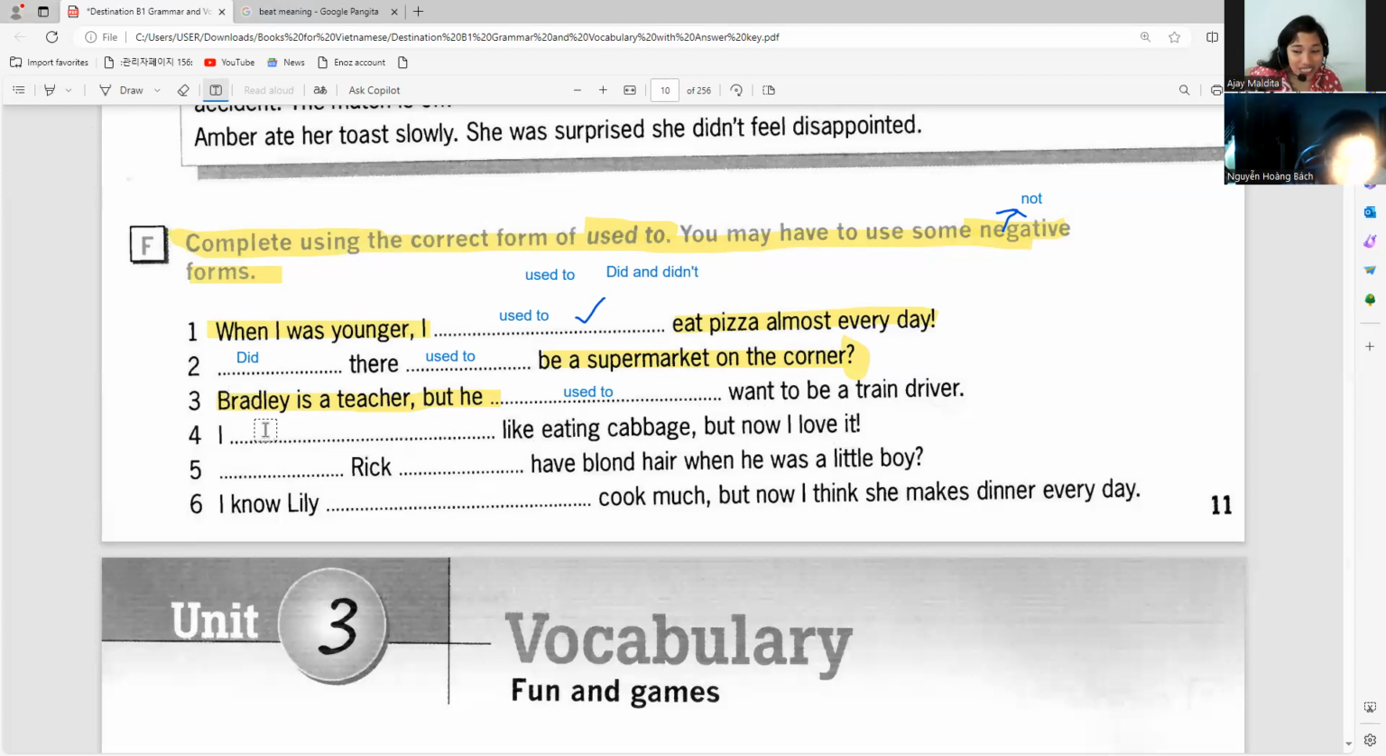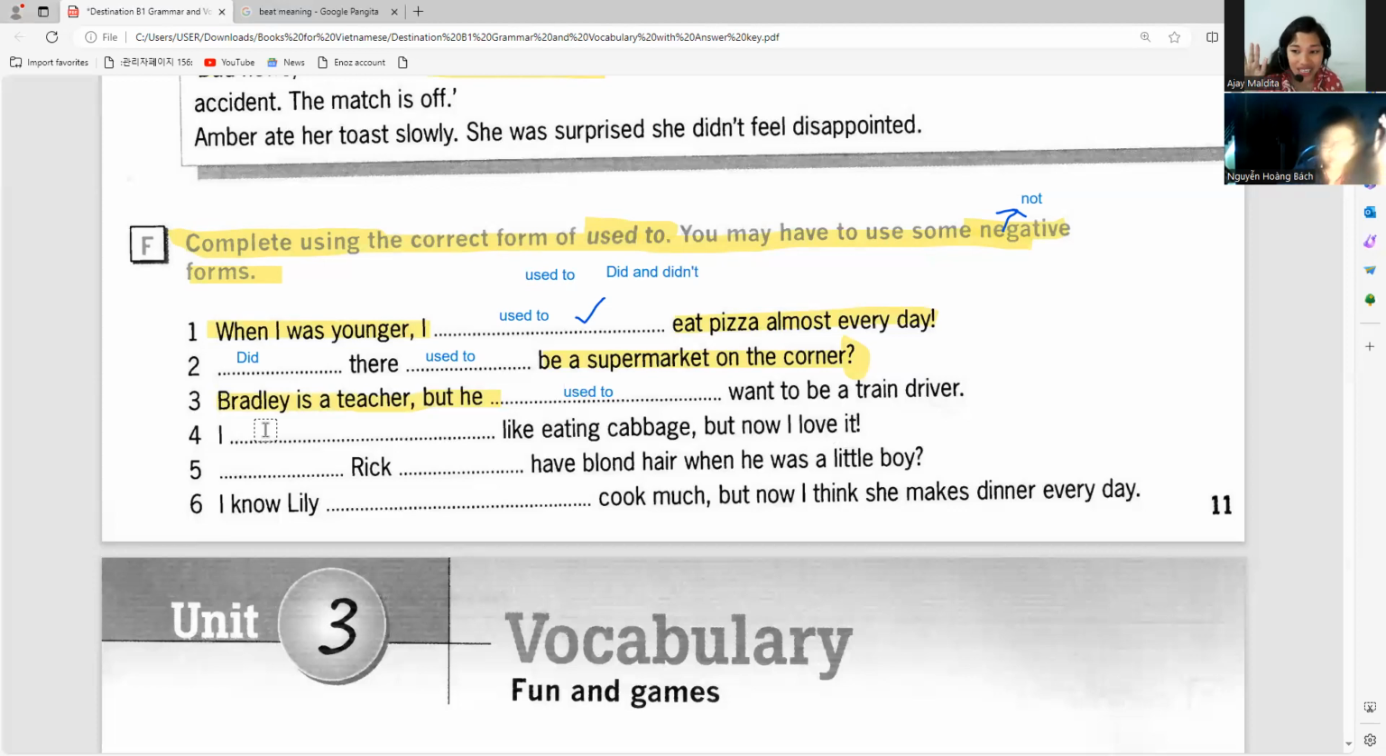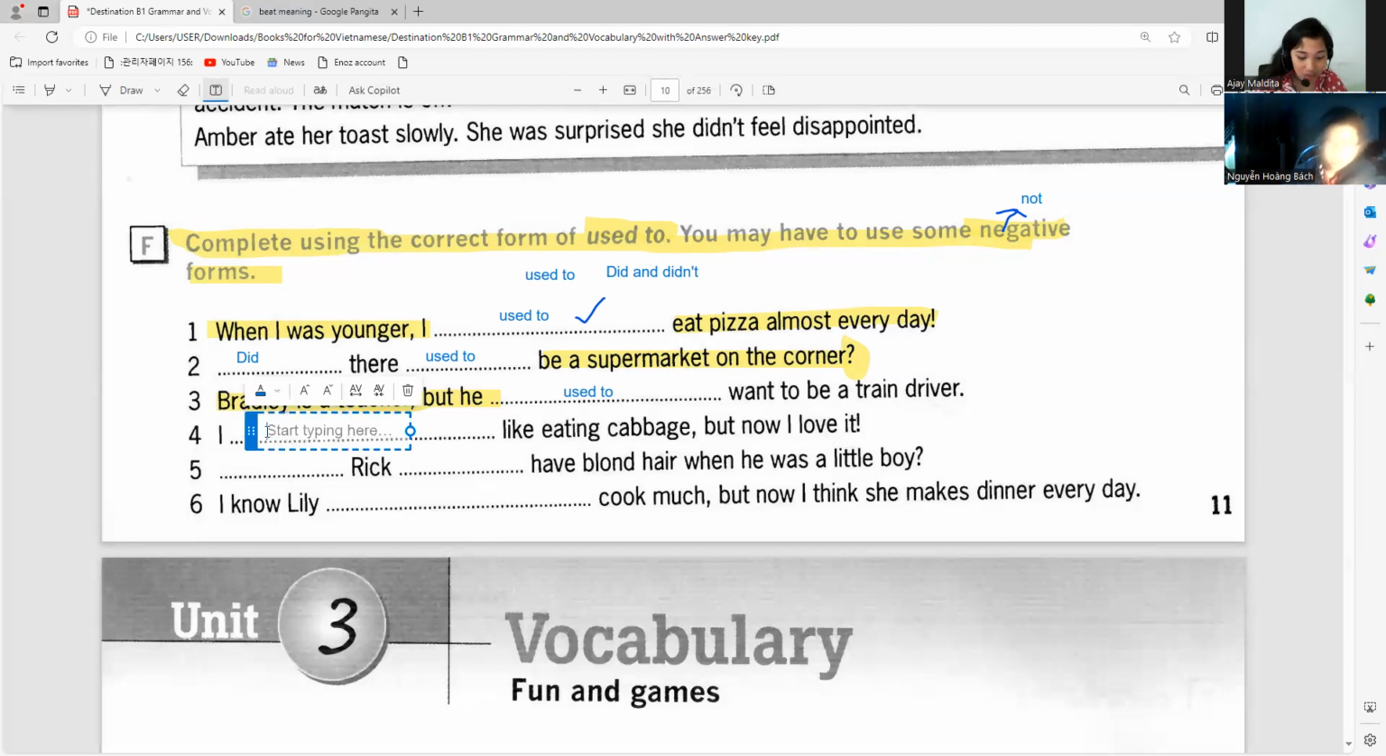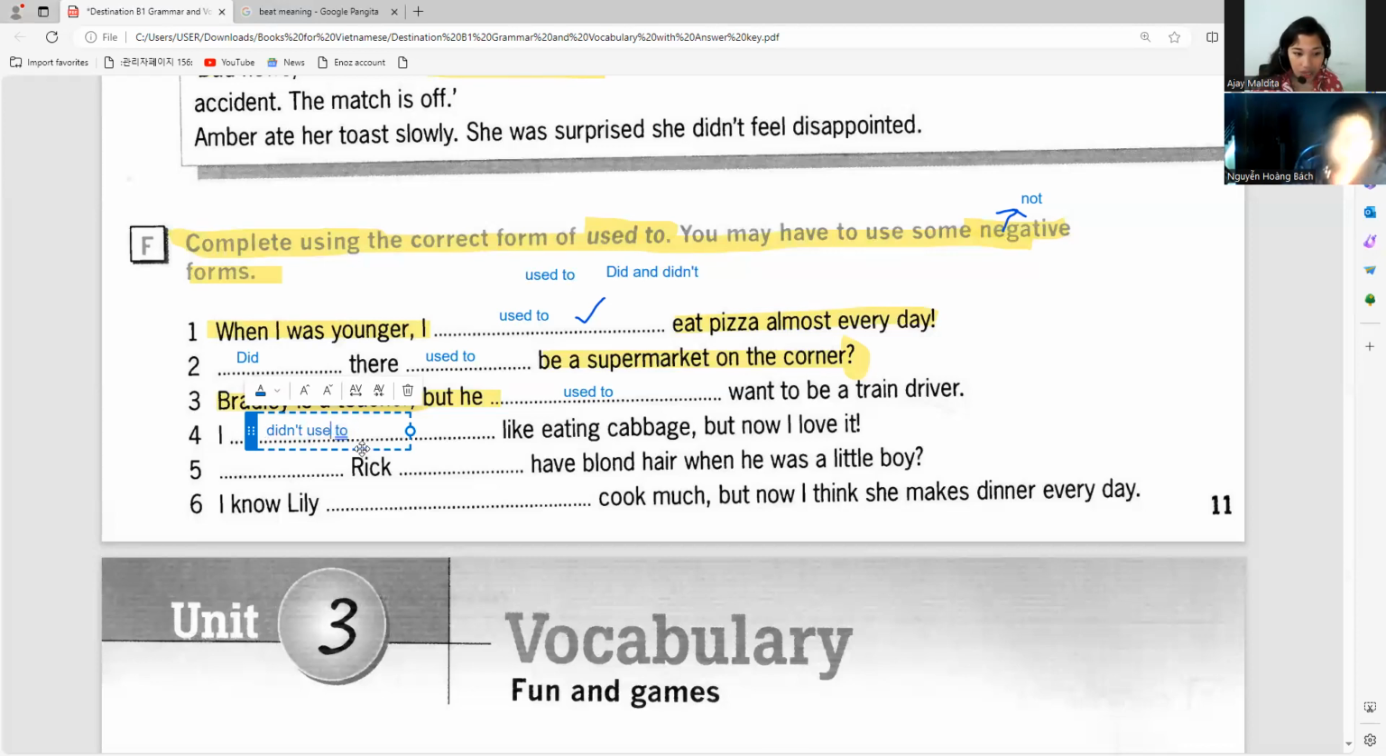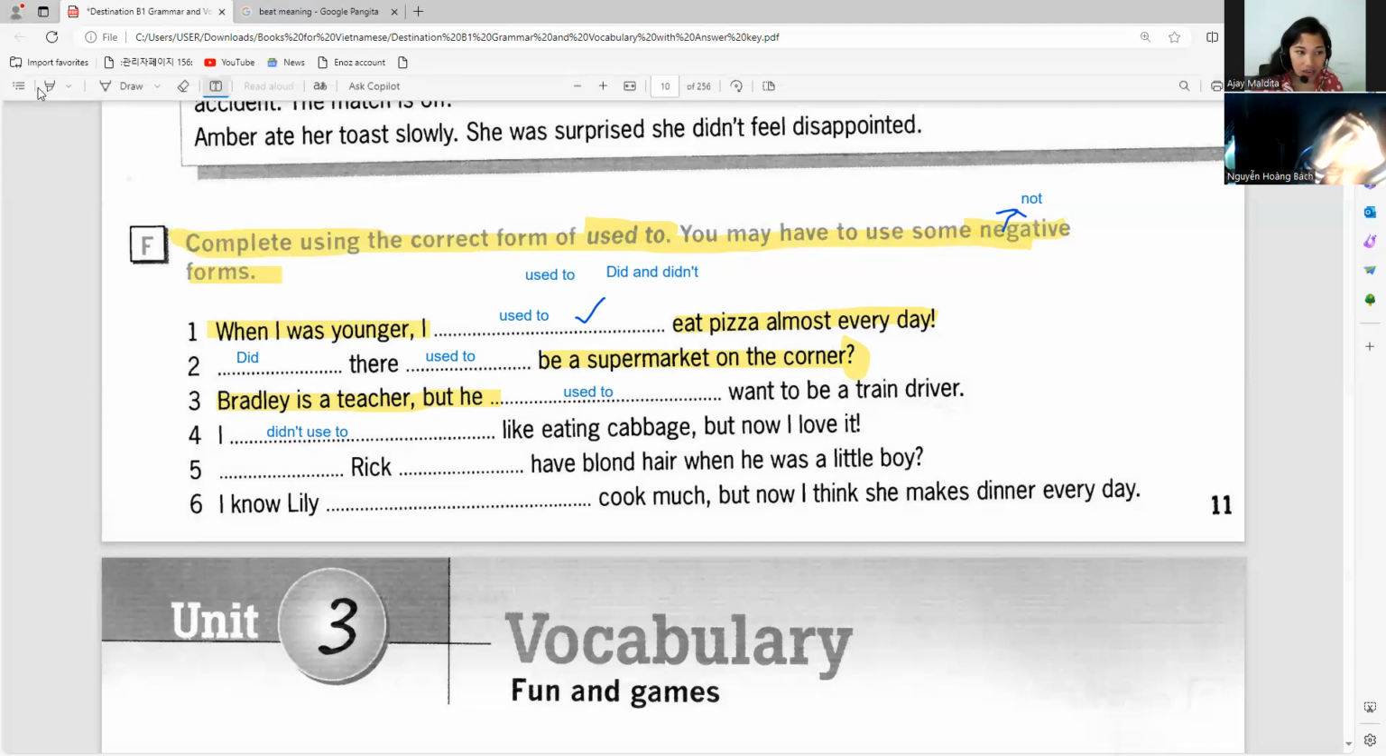Is it negative? I used to. Wang Bak, is it negative or positive? Is it didn't or used to only? Didn't. Okay, so you say, I didn't use to, okay? So this one, Wang Bak, you will use a negative form. I didn't use to what? Like eating cabbage. Okay, cabbage. But now I love it. So before, Wang Bak, you didn't like cabbage. Do you like to eat cabbage?